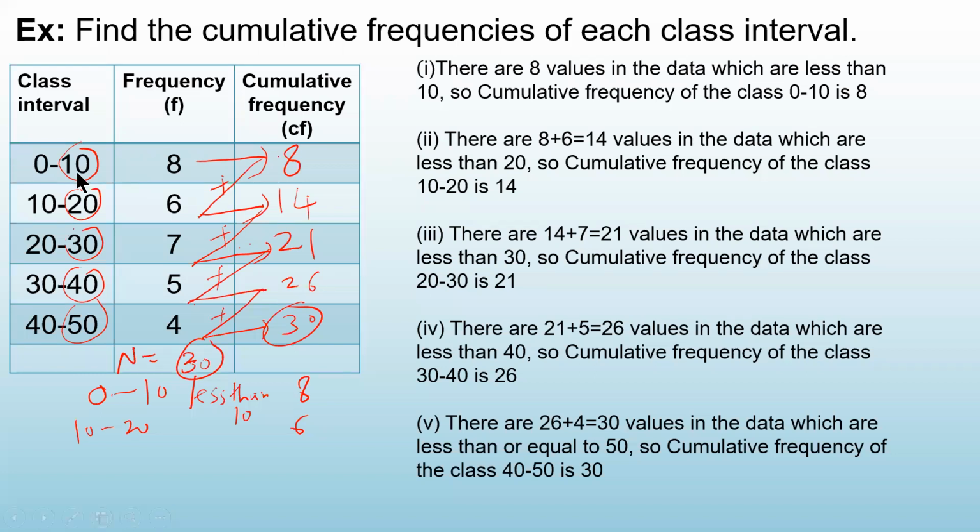Cumulative frequency of a class interval is total number of values in the data which are less than the upper boundary of that class. यानी अगर आपको किसी क्लास इंटरवल का क्यूमुलेटिव फ्रीक्वेंसी निकालना है तो आपको क्या काउंट करना होगा? डेटा में कितने वैल्यूज है जो उसकी अपर बाउंड्री से छोटे हैं. अपर बाउंड्री यहाँ पर है 20, तो कितने वैल्यूज 20 से छोटे हैं डेटा में?